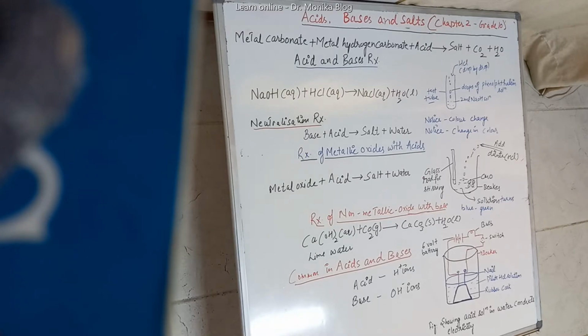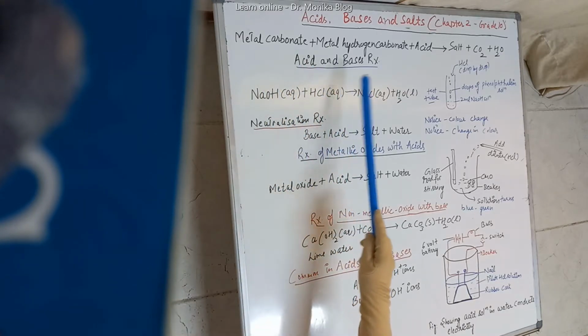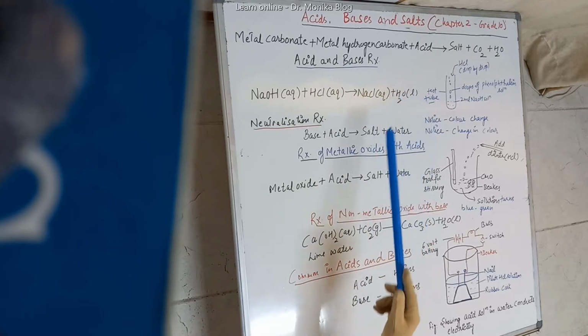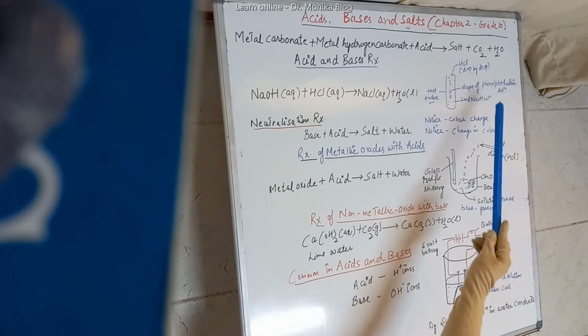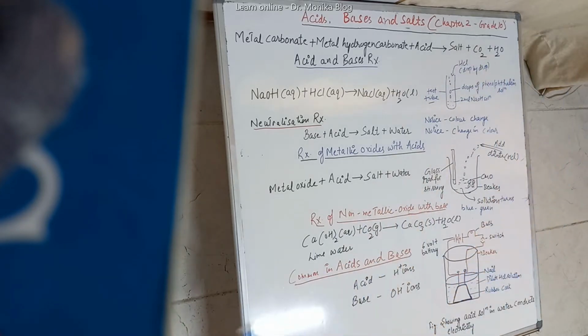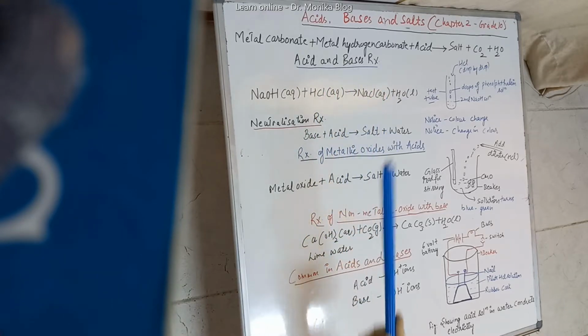Good morning everyone. Today we are going to discuss the next part of acids, bases and salts. In the previous lecture we studied that when metal carbonate and metal hydrogen carbonate react with acid, they form salt plus carbon dioxide plus water. Now today we are going to discuss how acids and bases react with each other.